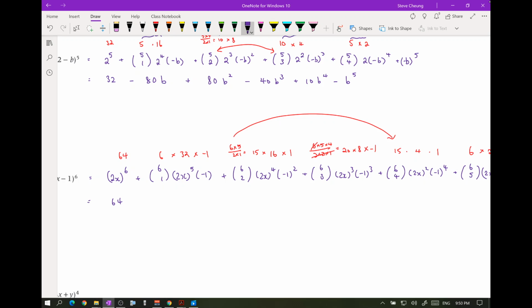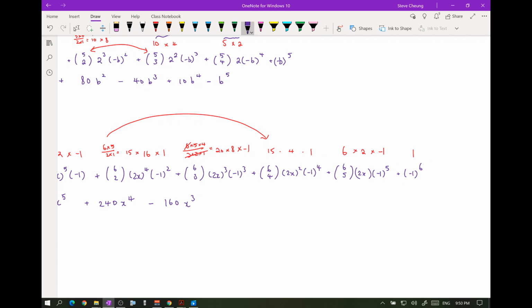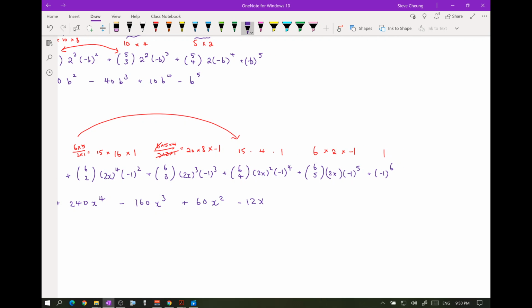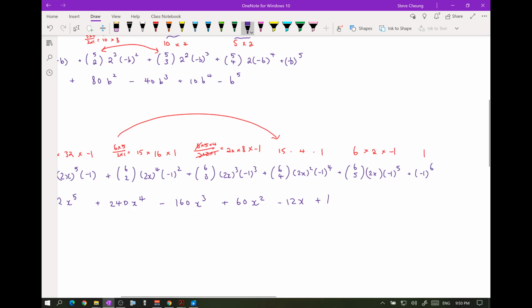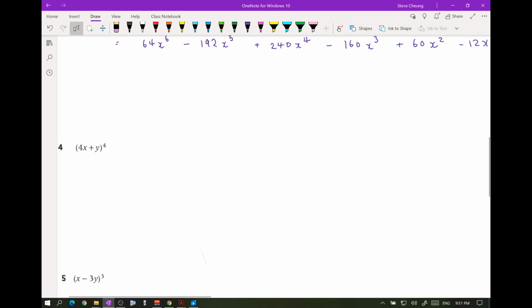So this will be 64 x to the power of 6. 6 times 32, oh, that's a minus. 6 times 32 is 192. So 192 x to the power of 5. 15 times 16 is 240, so this plus 240. 20 times 8 is 160 with a minus, x cubed. 15 times 4 is 60 with a plus. 6 times 2 times -1 is -12. And the last one is a 1. Okay, seems like a lot of work, but it's just a lot of calculation.